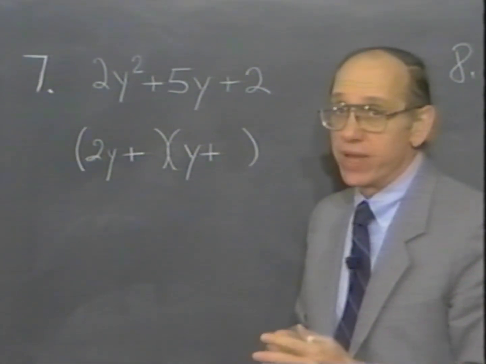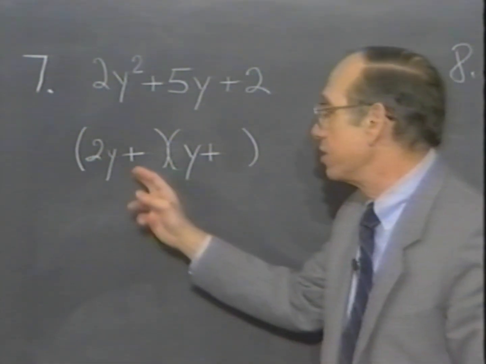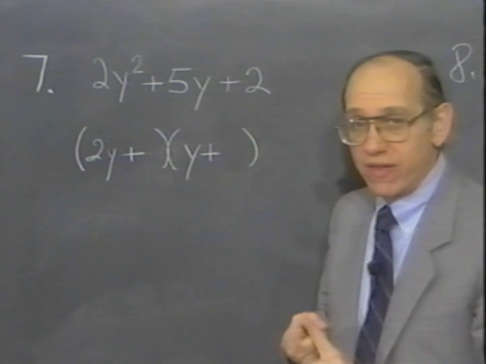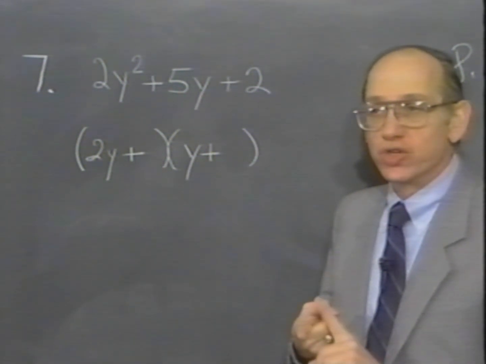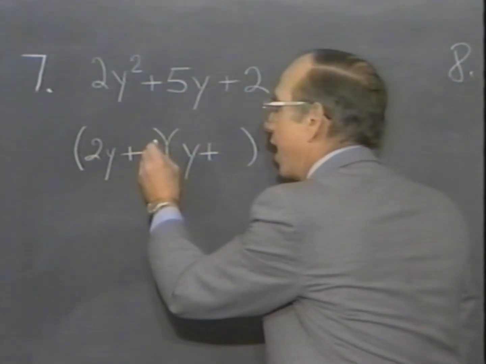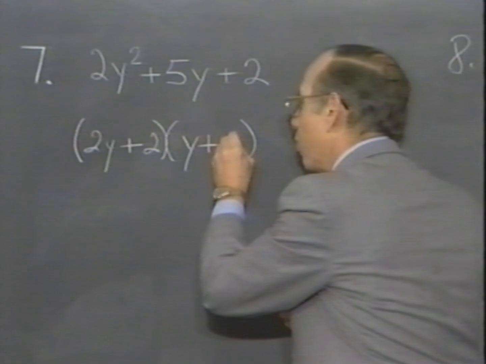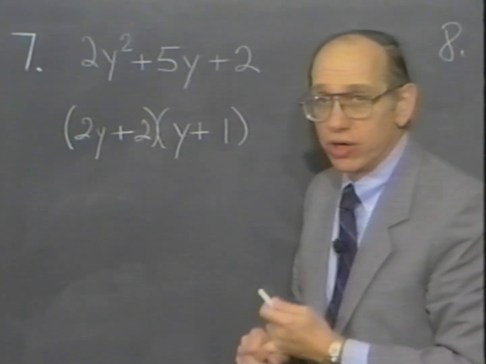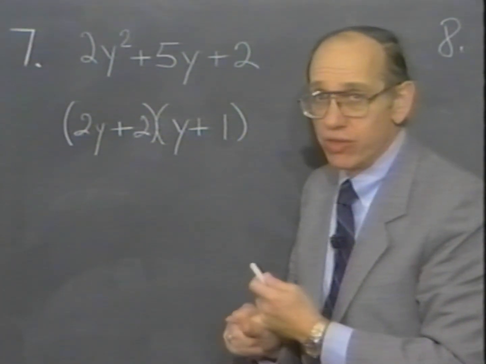The order is really going to make a difference because one of these factors starts out 2y. The other factor only starts out y. Let me say that again. The only factors of 2 are 1 and 2. So let me try it. I can put a 2 in here and a 1 in here. 2 times 1 is 2. And then I check my middle term. This is the only way. I must check the middle term.